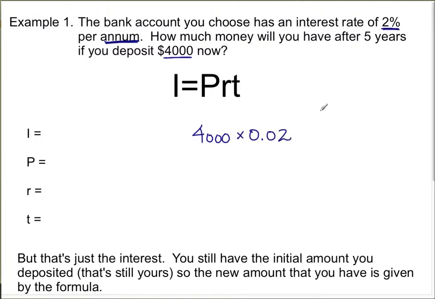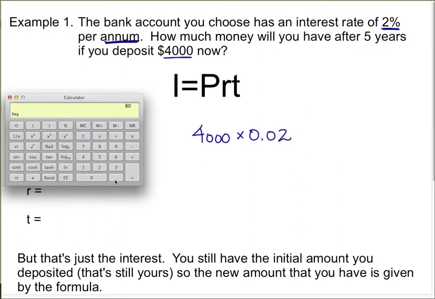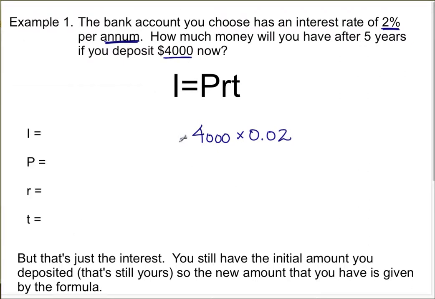Now 2% of $4,000, let's pull up my calculator, 0.02 times 4,000 is $80. So this means that I earn $80 on top of that 4,000. So at the end of 1 year, I will have $4,080. But it tells me they're going to do that for 5 years. So since I've got $80 for 1 year, now I have to multiply by 5. And what I really have at the end of 5 years is $400.